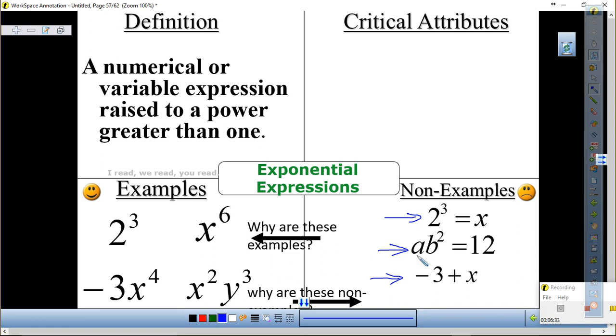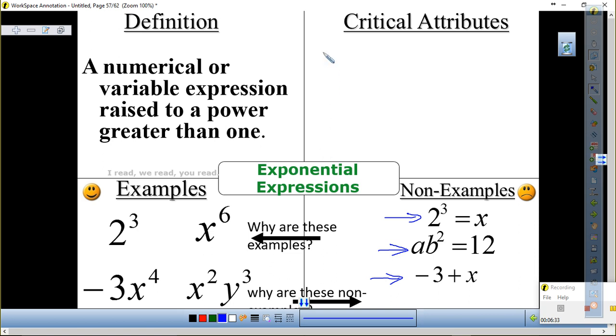Why is that not an exponential expression? Okay, that's one thing. It could be one thing. But read the definition again, and look at that non-example. Did everybody hear that? It has an invisible 1 exponent, but it doesn't have anything greater than 1. So yeah. All right? So now I want you to come up with some hashtags.